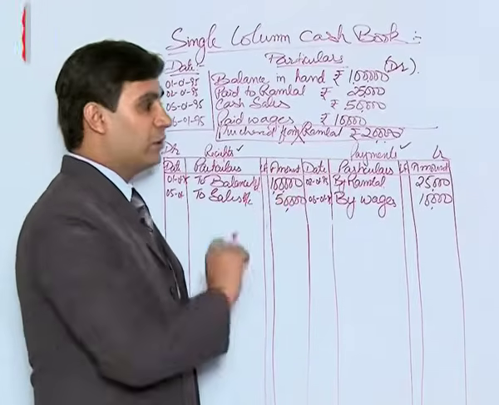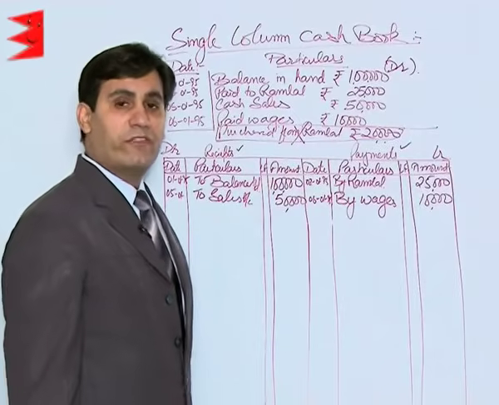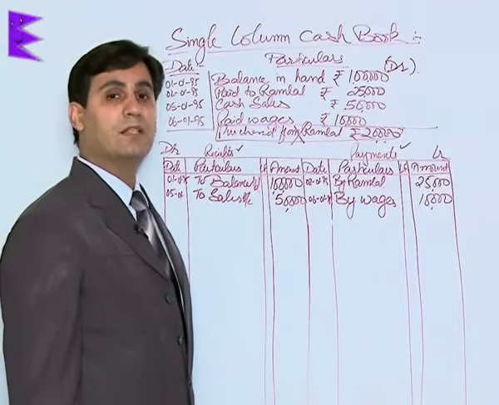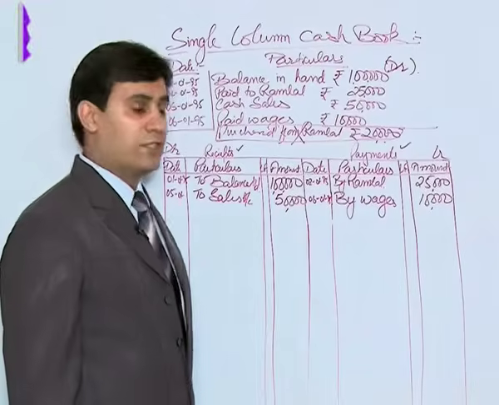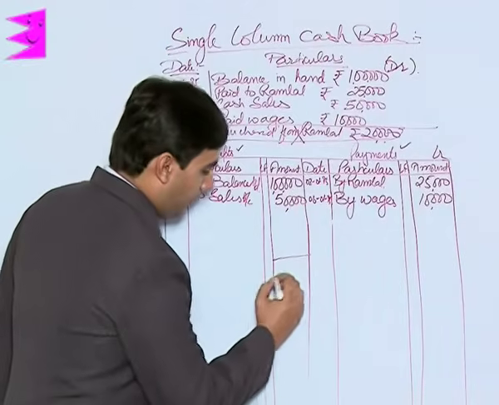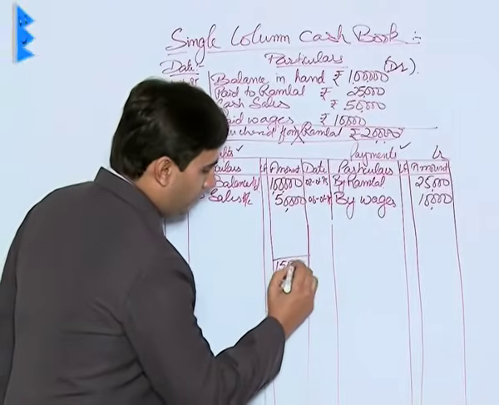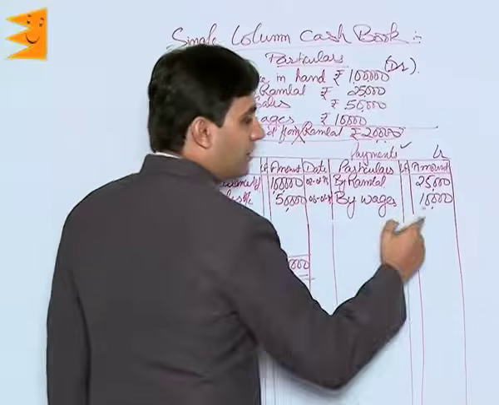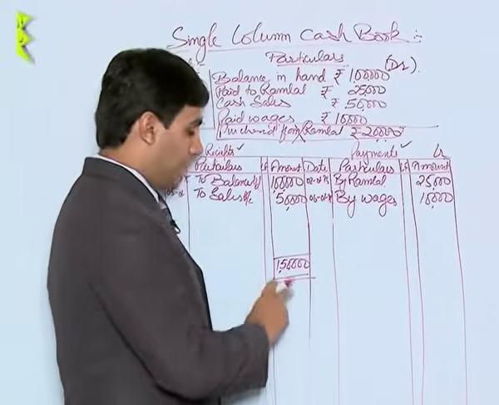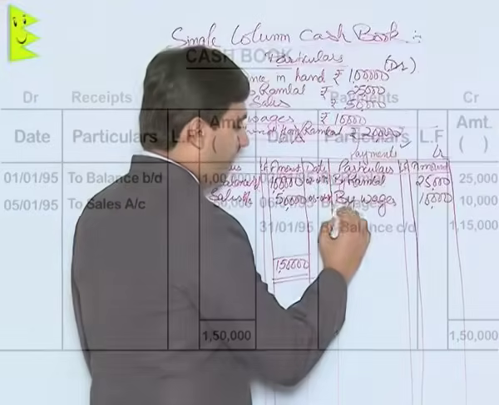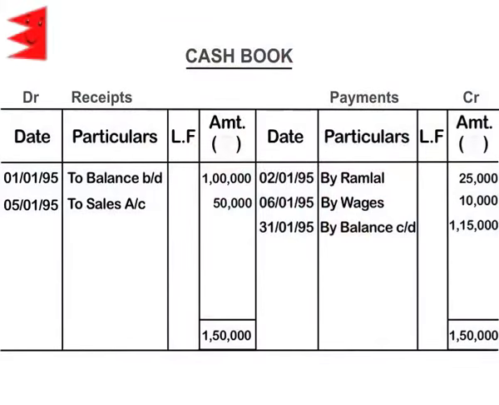So now, once we have made all the transactions, let us total it out and find the balance. Remember, the balancing of cash book is done just like ledger. So let us total the debit side. The total comes to 1,50,000, and on this side the total is 35,000. So 1,50,000 minus 35, we have balance carried down as 1,15,000, and the total is 1,50,000 on both the sides.